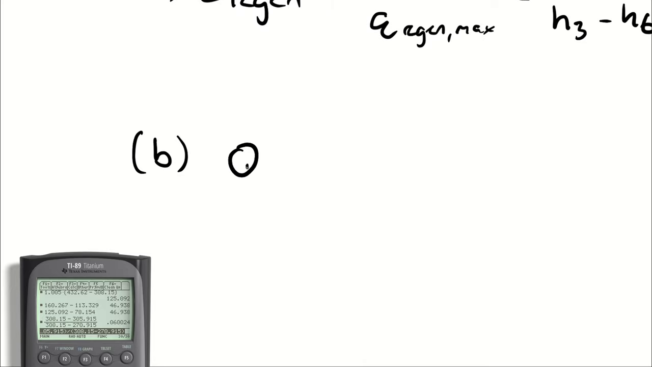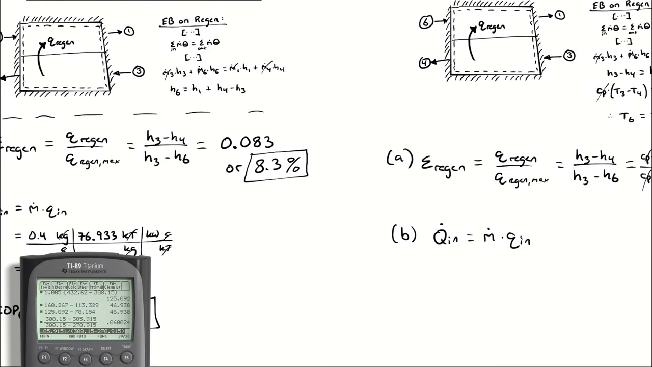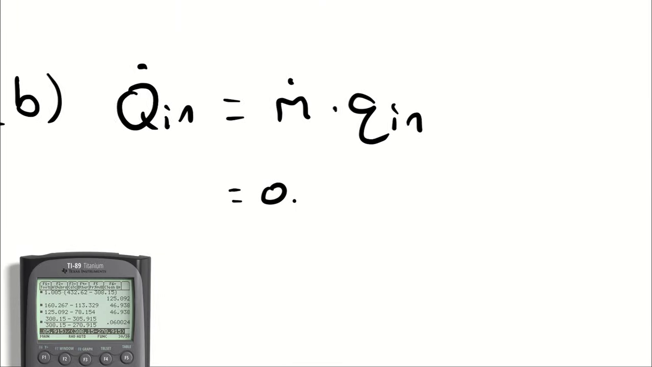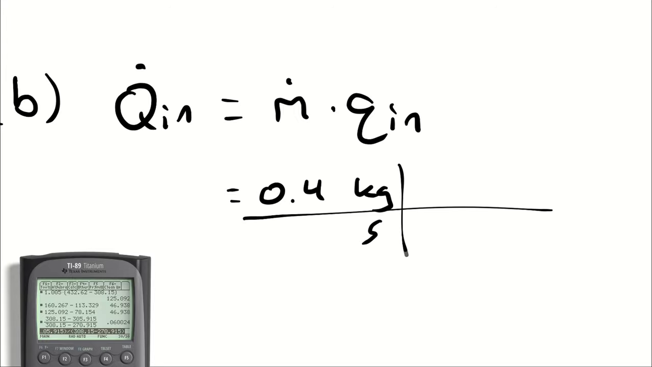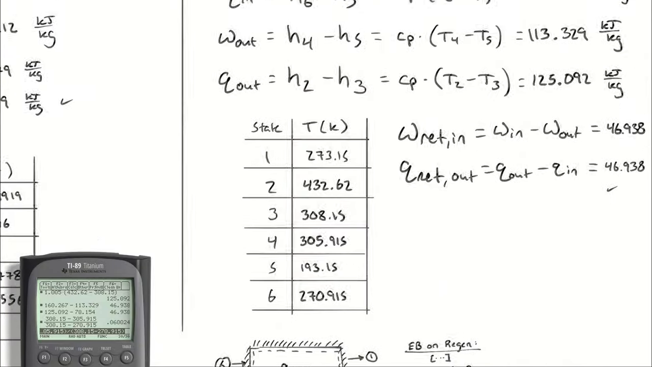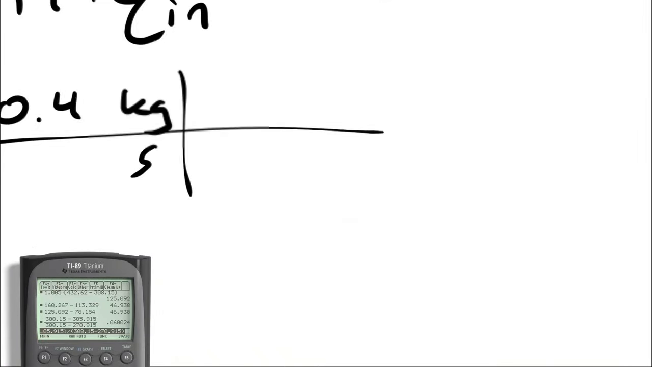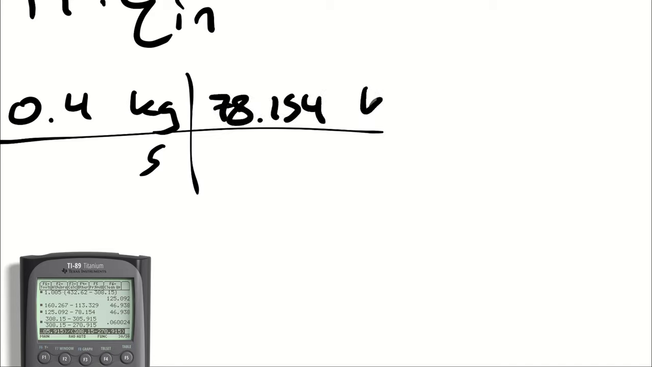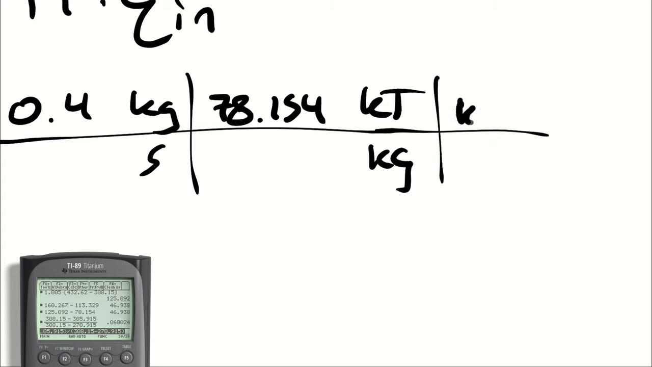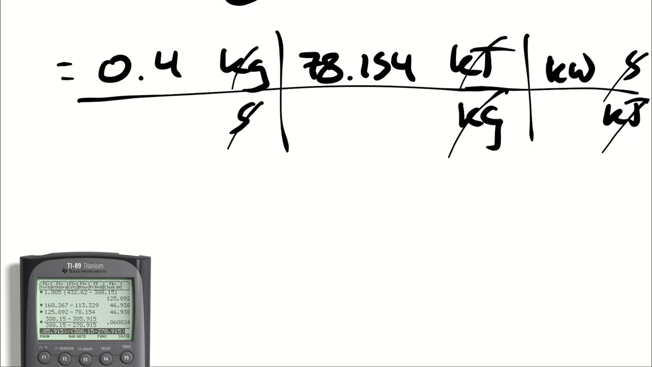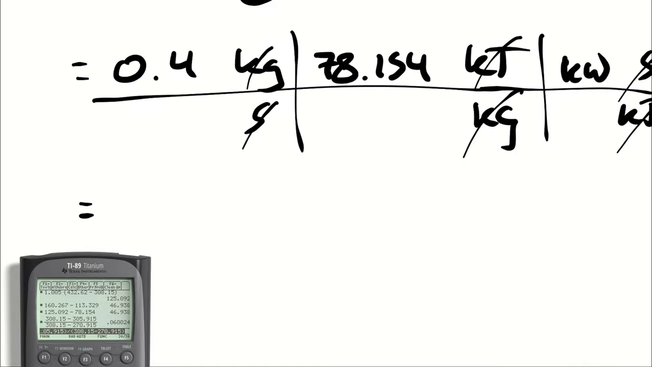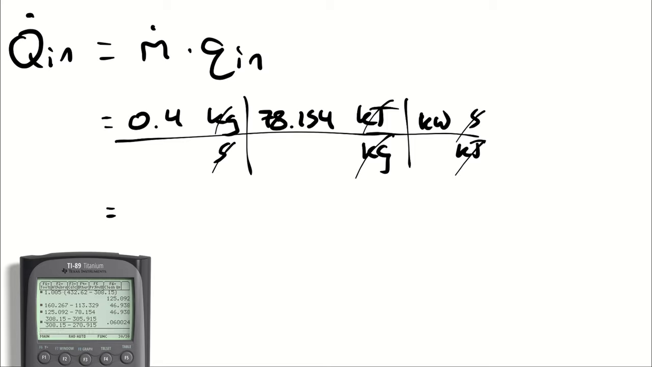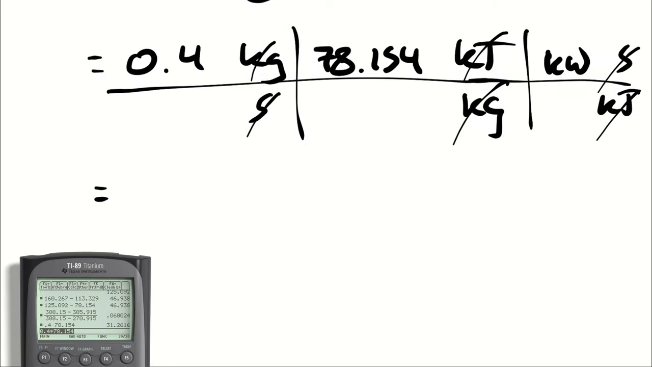For part B, we want Q dot in, I believe, which was mass flow rate times little q in. We have the same mass flow rate as earlier, which is 0.4. And then we're multiplying by specific Q in, which was 78.154 kilojoules per kilogram. And a kilowatt is defined as a kilojoule per second. Kilograms cancels kilograms. Kilojoules cancels kilojoules. Seconds cancels seconds. Leaving me with an answer in kilowatts. So 0.4 times 78.154 yields a Q dot in of 31.26 kilowatts.